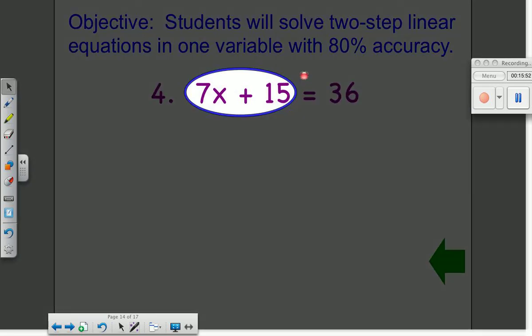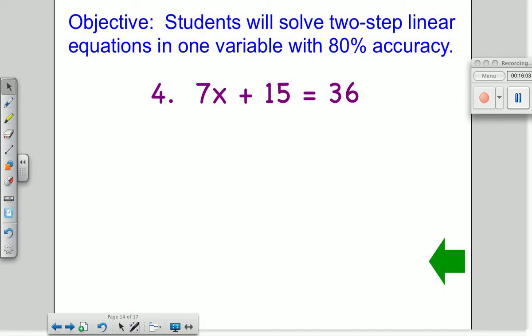I'm multiplying 7 times x. The inverse of multiplication is division. And I'm adding 15. The inverse of addition is subtraction. So let's subtract first. Get rid of that 15. We subtract 15 from this side, then we must subtract 15 from this side. 6 minus 5 is 1. 3 minus 1 is 2. 15 minus 15 is 0. So we have 7x.